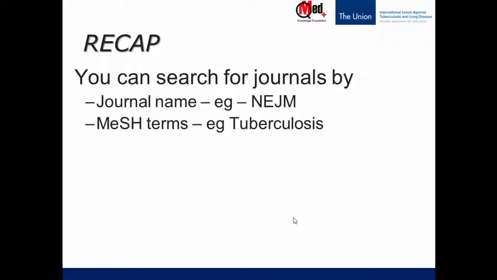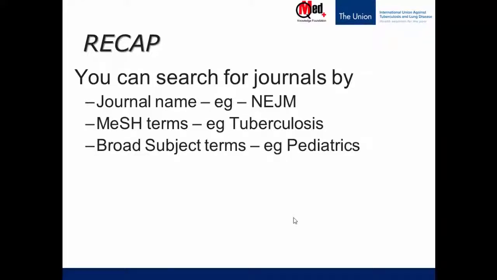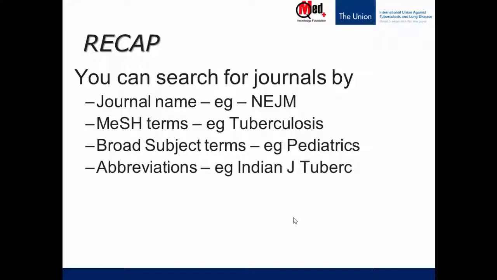Mesh terms, you could try something like tuberculosis, which is assigned as a mesh term to journals that are about tuberculosis. Broad subject term, example we saw was pediatrics. Abbreviations, again, an example is if we look for Indian Journal of Tuberculosis, the correct abbreviation is Indian J Tuberc. We can't just write IJT or something like that because that may be common to so many journals. So this is the way you use the journals in NCBI databases link in PubMed to learn a lot more about journals.